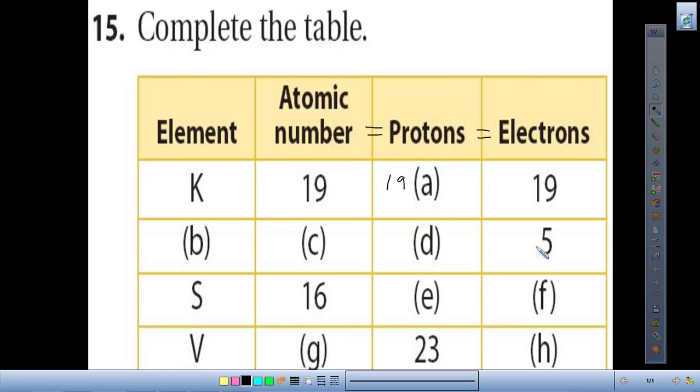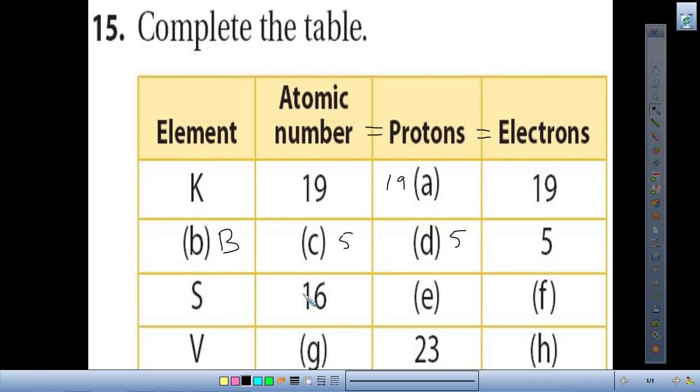Going backwards, I have 5 electrons for this one. That means 5 protons. That means the atomic number is 5. And I go to my periodic table and I look that up. And sure enough, it is B for boron.